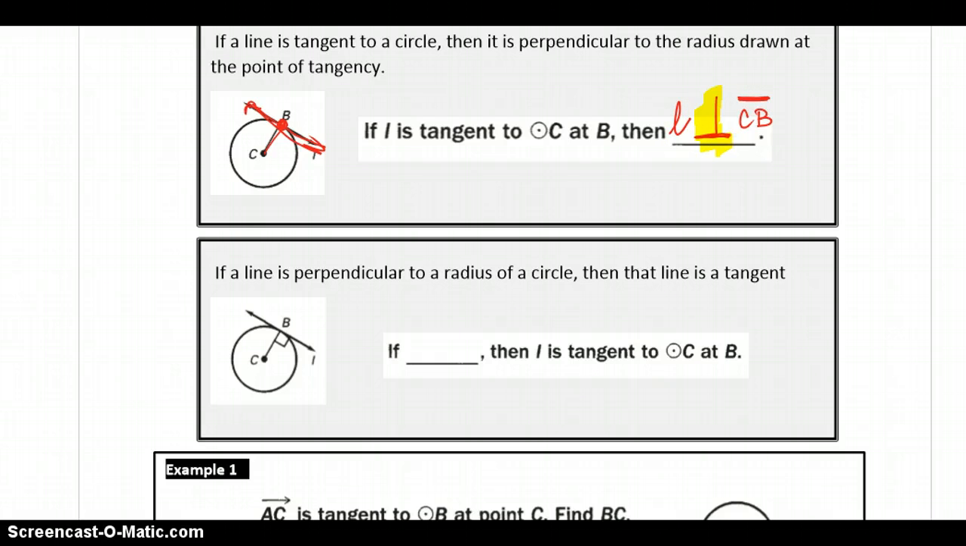It works the other way around as well. If line L is perpendicular to CB, then you know that line L has to be tangent to circle C at that point B, meaning that they have to form a right angle, the radius and the line of tangency.